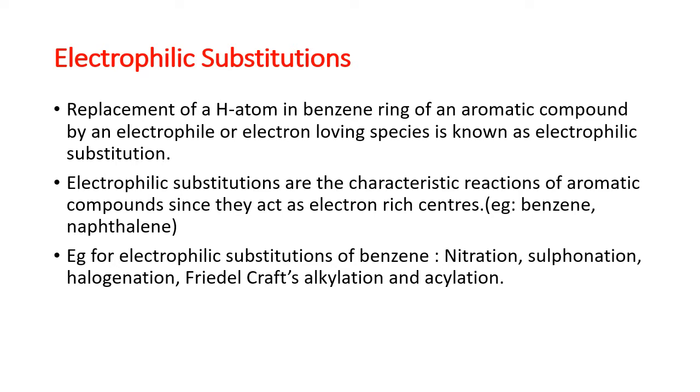Electrophiles are electron-deficient species. They carry either a positive charge or sometimes they are neutral, like Lewis acids. And such reactions are characteristic of aromatic compounds because aromatic compounds act as electron-rich centers. For example, benzene, naphthalene, anthracene, etc. undergo electrophilic substitutions. And the important examples of electrophilic substitutions are nitration, sulfonation, halogenation, Friedel-Crafts alkylation, and acylation.